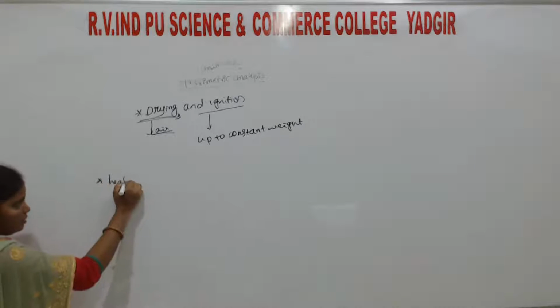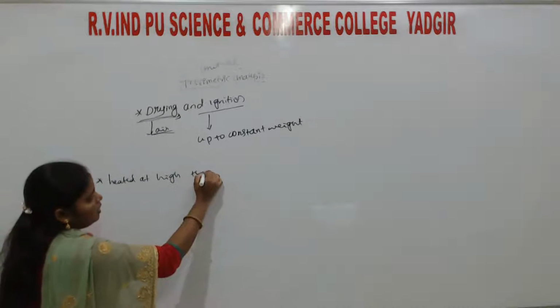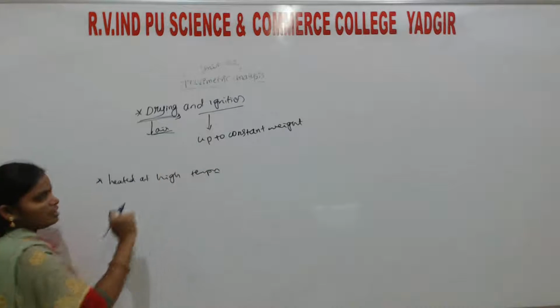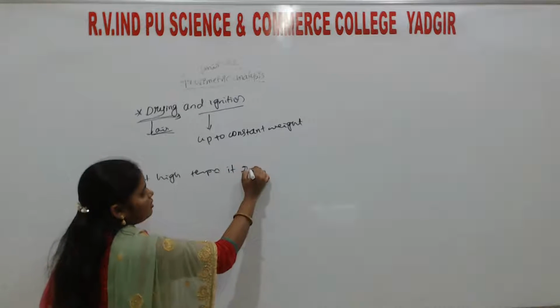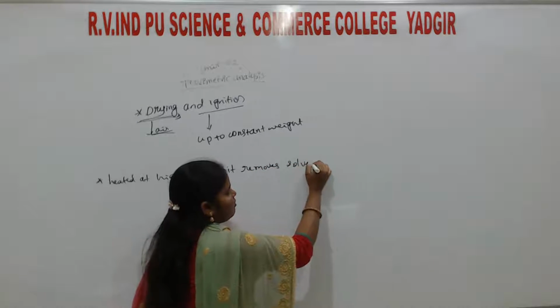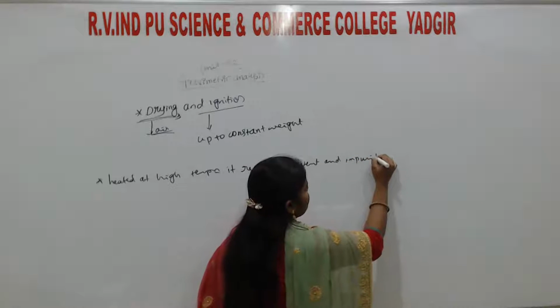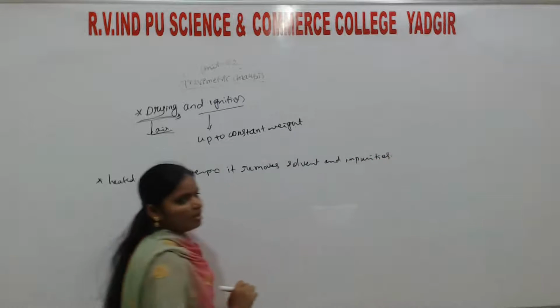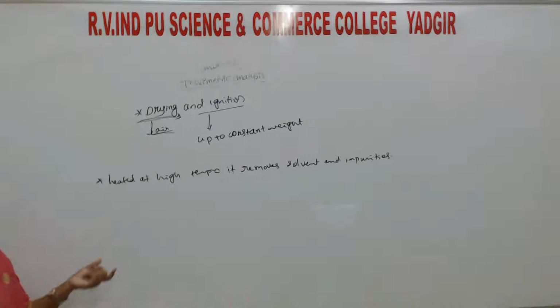When heated at high temperature, or when ignition takes place, it removes solvent and impurity. Any impurities present in your precipitate are removed when heating takes place.